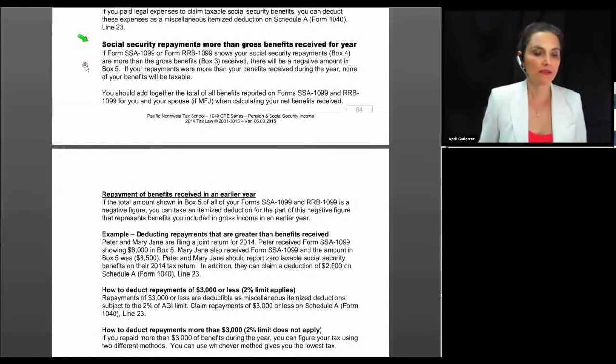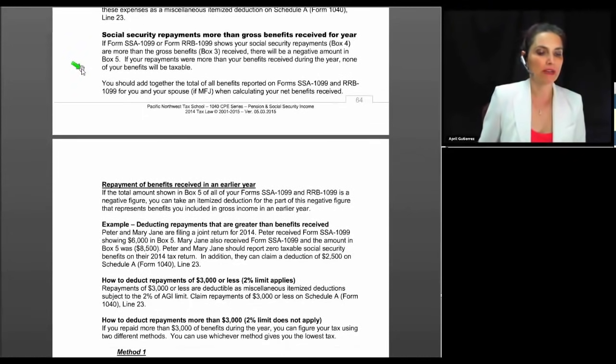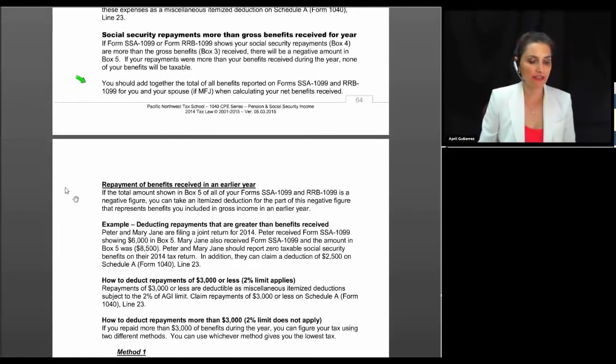If the Social Security repayments you made during a year are more than the gross benefits you received, you will receive a Social Security statement that has Box 4 benefits. And if Box 4 is more than Box 3, there will be a negative number in Box 5. If your repayments were more than your benefits, then none of your benefits that you received for the year will be taxable. And then if you repaid more than you received during the year, you can enter the excess amount as a deduction on Schedule A.